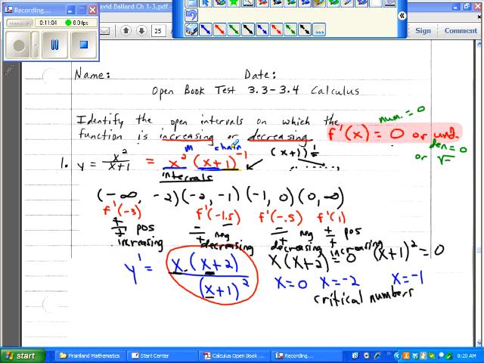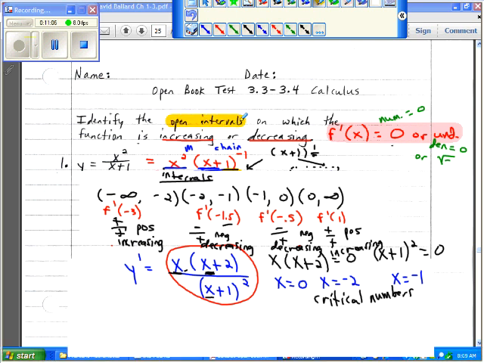And so we've done what it asked. We wanted the open intervals in which it's increasing or decreasing. So in the interval of negative infinity to negative 2, we found that the function is increasing. In the interval of negative 2 to negative 1, we found that the function was decreasing. In the interval of negative 1 to 0, we found that it was decreasing. In the interval of 0 to infinity, we found out that it was increasing.